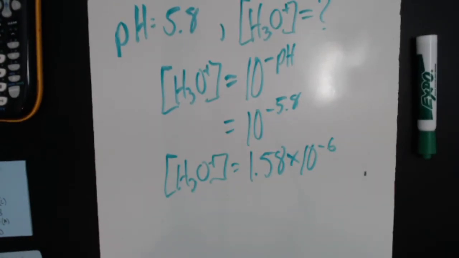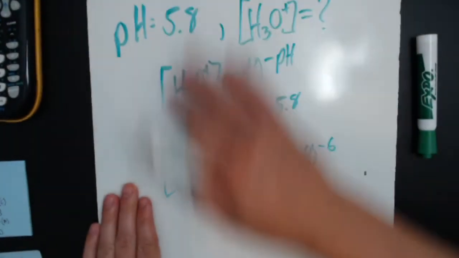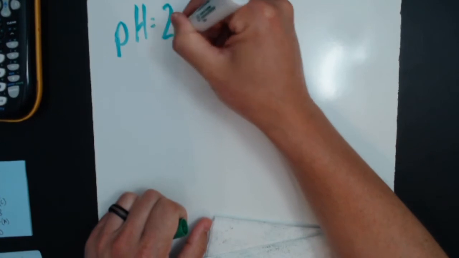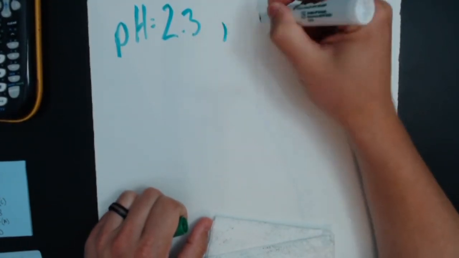Number 5, the pH of a solution is 2.3. What would be the hydroxide concentration? Alright, so this is a little bit different. We have a pH that's 2.3. This time we're looking for the concentration of hydroxide though.